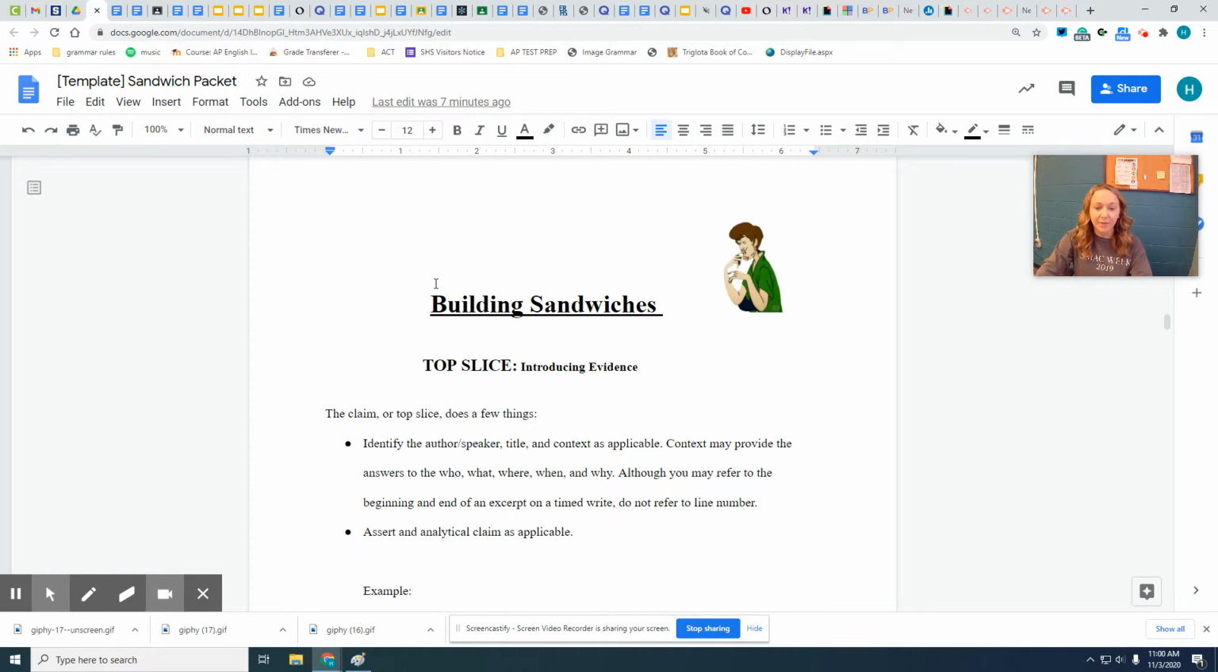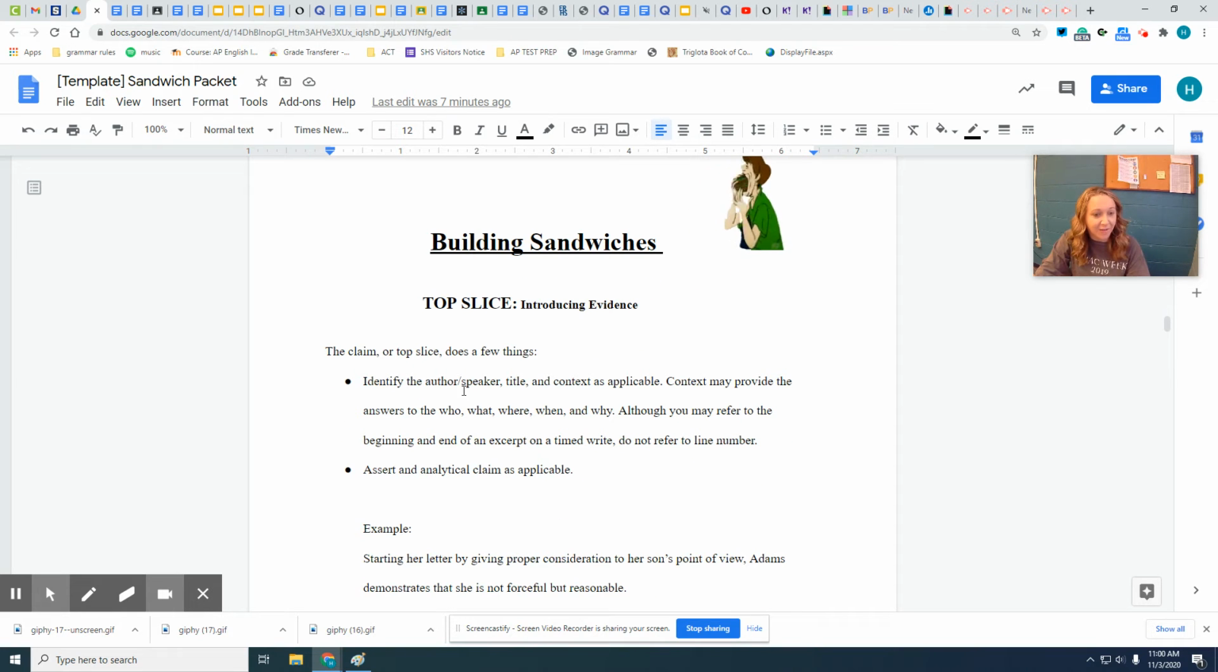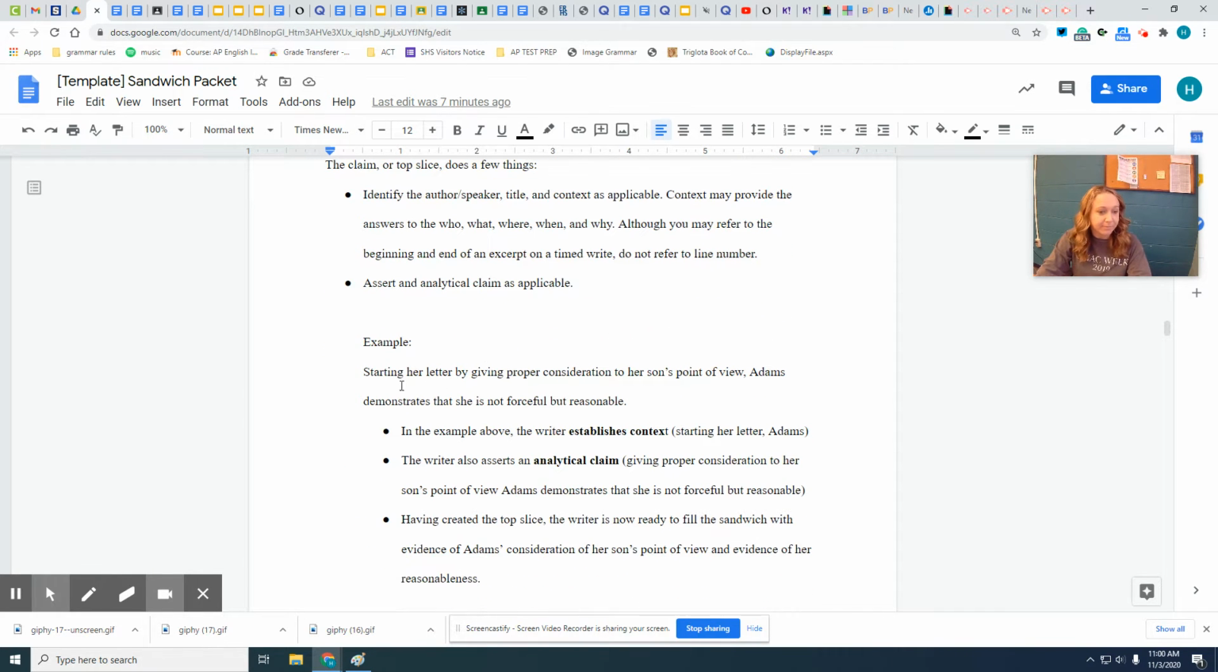So we have some basic instruction here. Building sandwiches. The top slice is introducing evidence. We also call it the claim because it does a few things. Identify the author, speaker, title, or the context when needed, and assert an analytical claim. So, an example: starting her letter by giving proper consideration to her son's point of view, Adams demonstrates that she is not forceful but reasonable.